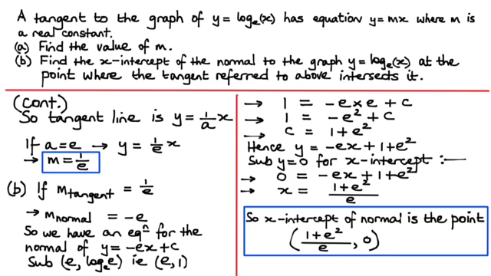So the x-intercept of the normal is the point, as we see there: 1 plus e squared over e is the x coordinate and 0 is the y coordinate. Put a box around it and give yourself a pat on the back and get out of there and go on to the next question.